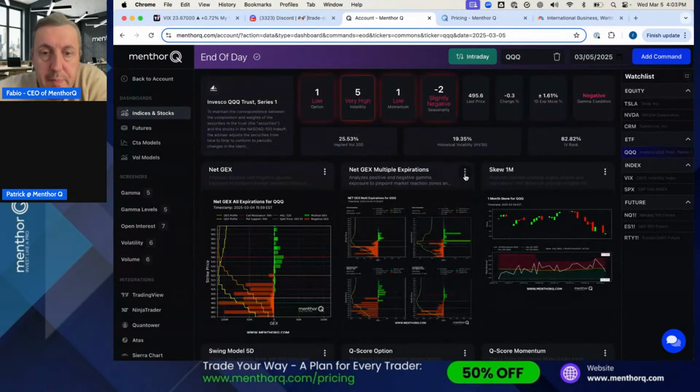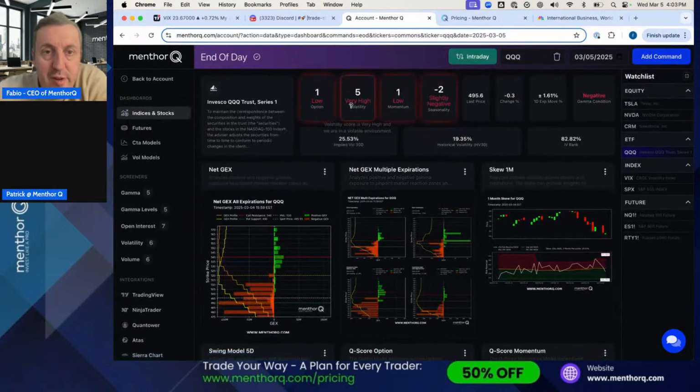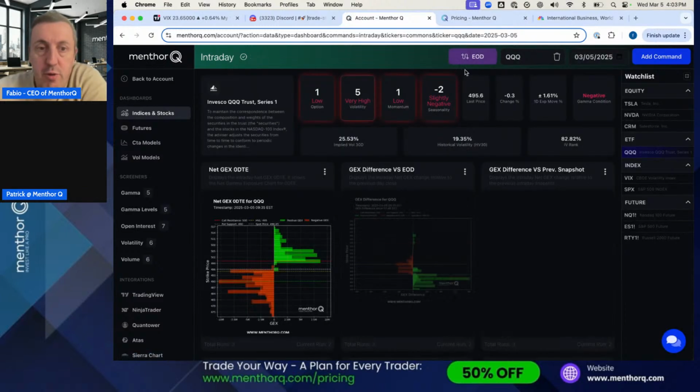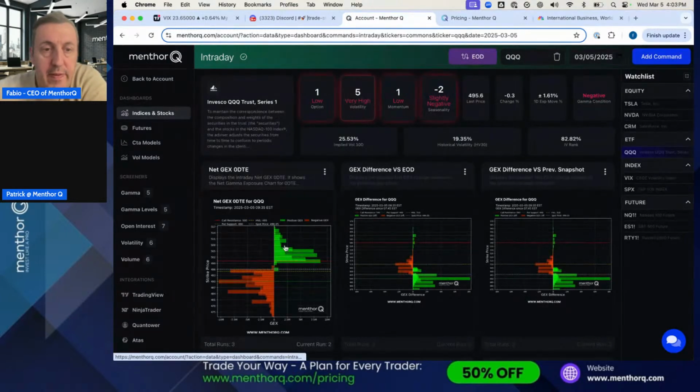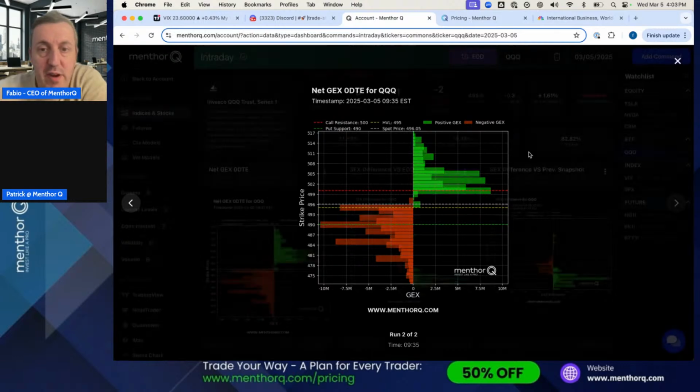See a very similar picture as we saw on SPX. Our Q score is all kind of positive, pointing to a negative kind of sentiment. We're in negative gamma. And now we can look at how the intraday data did. So how did we open? Let's see, switching over to intraday and looking at our 0DT net gamma exposure chart. We have our put support at 490 and our call resistance at 500.